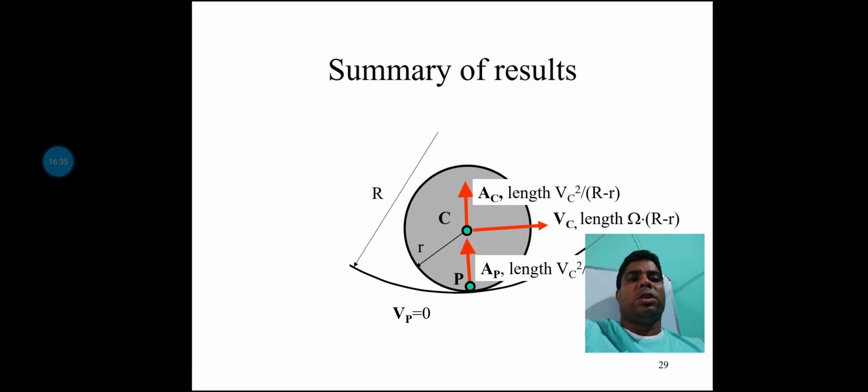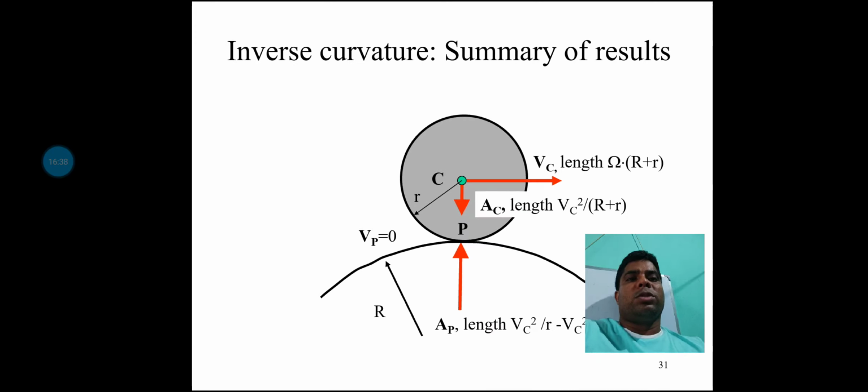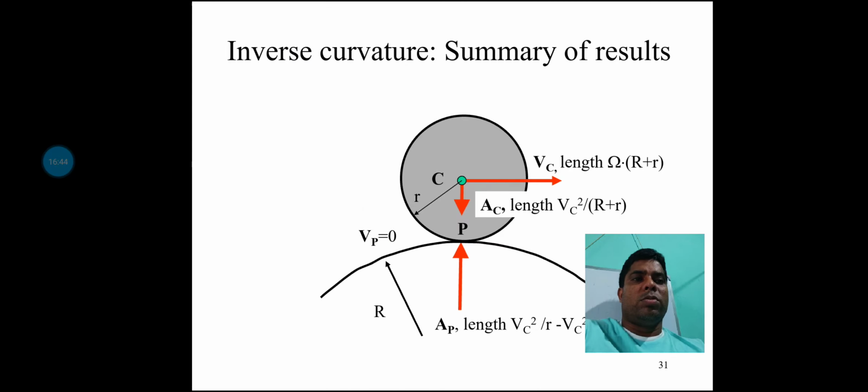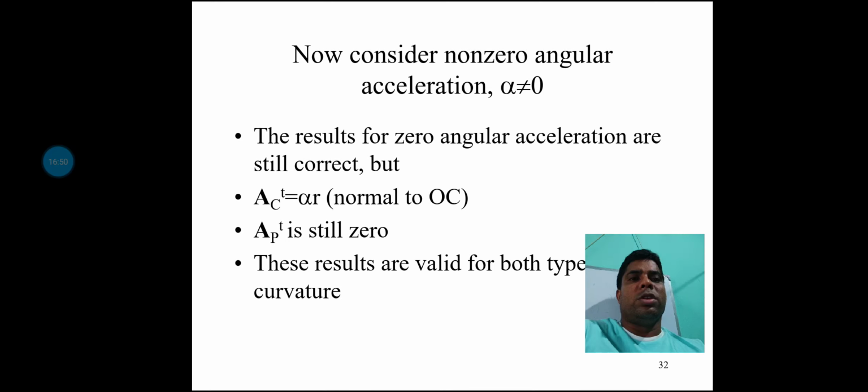Summary of the result: and inverse curvature, that point is not required for the present situation. That means the inverse curvature. Summary of result is not needed here.